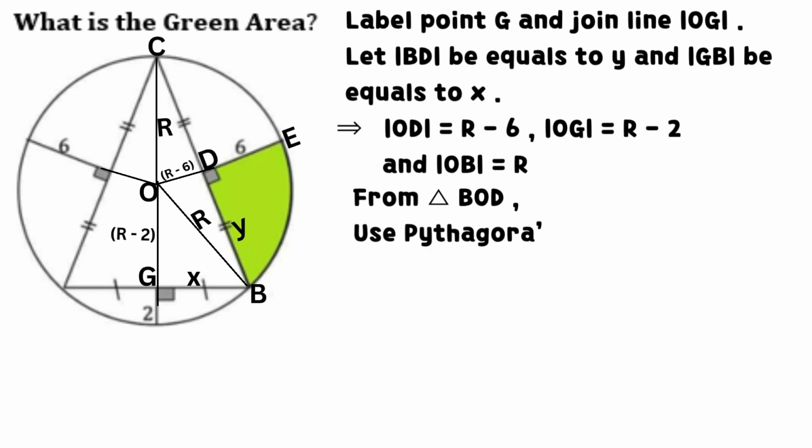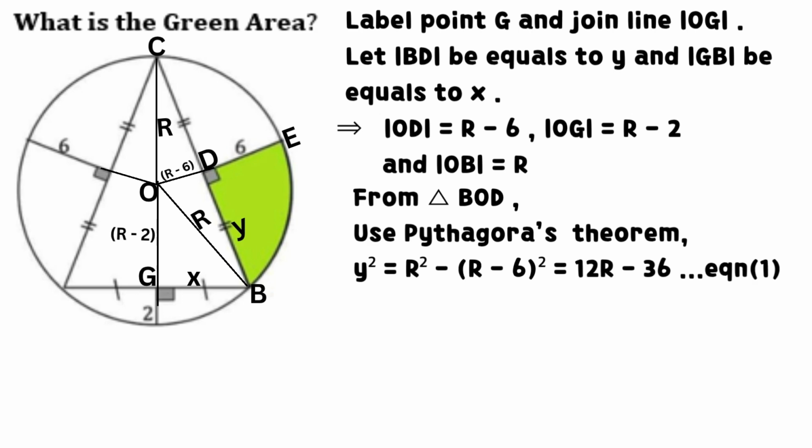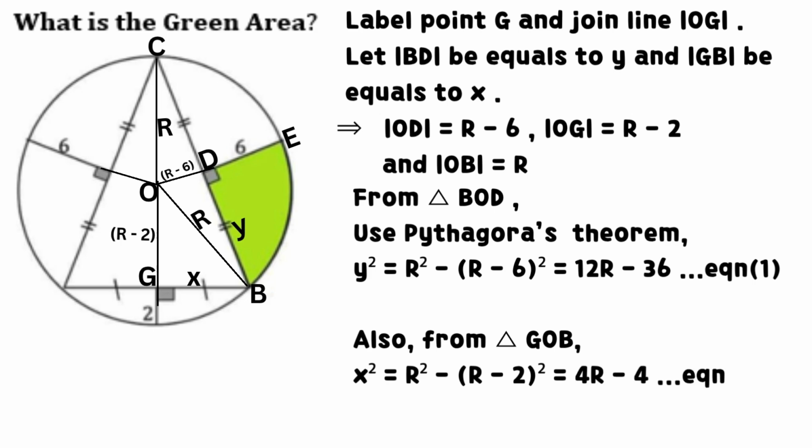From triangle BOD, use Pythagoras' theorem. The square of y equals the square of r minus the square of (r - 6), which equals 12r - 36. We call it equation 1. Also, from triangle GOB, the square of x equals the square of r minus the square of (r - 2), which equals 4r - 4. We call it equation 2.